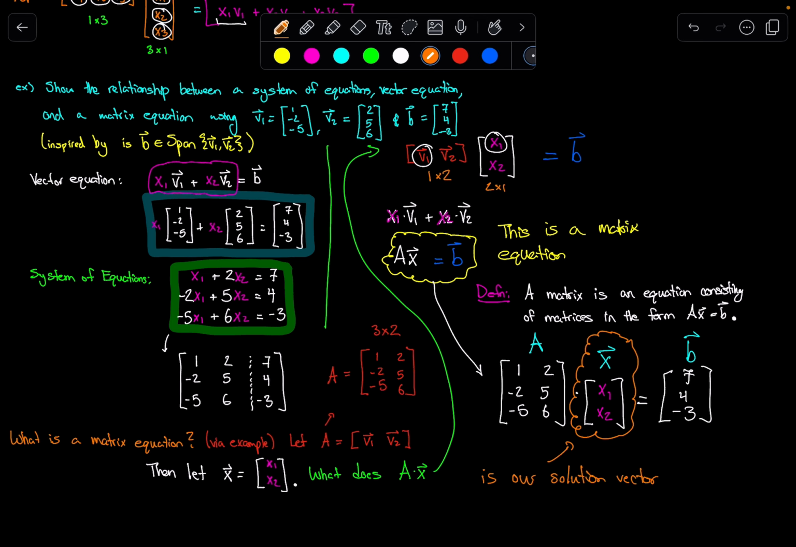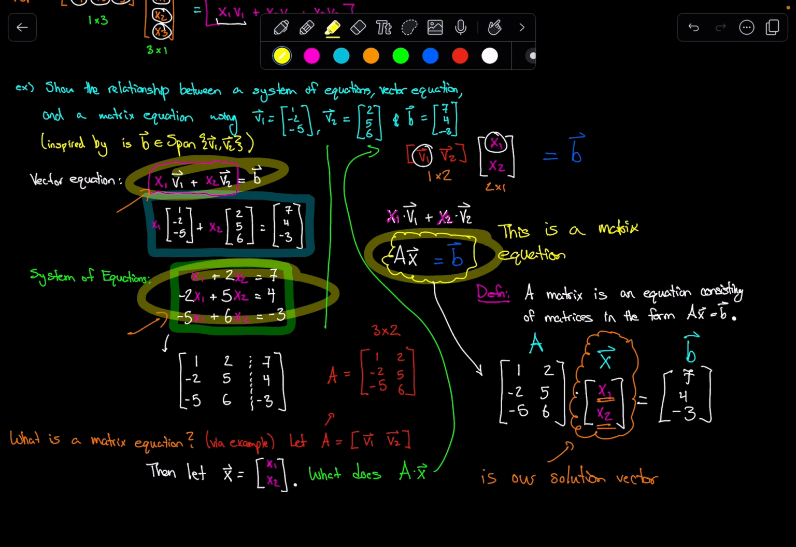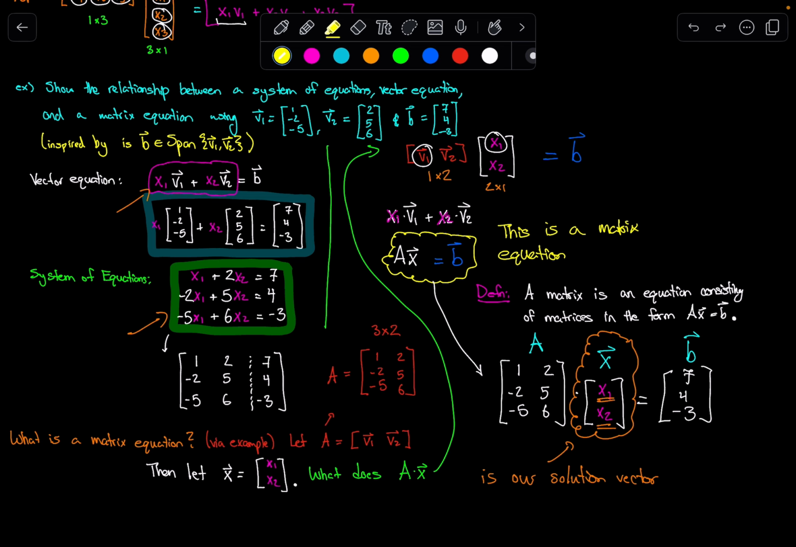Now, what do I mean by that? That vector consists of our x1 and x2. Those are the things that we're trying to solve for in the system of equations. They're the things that we're trying to solve for in the vector equation right here. Okay? And so making the connection between all of these things, as I've written them, the vector equation, the system of equations, and the matrix equation all have the same property, which is that they all end up in this matrix form.